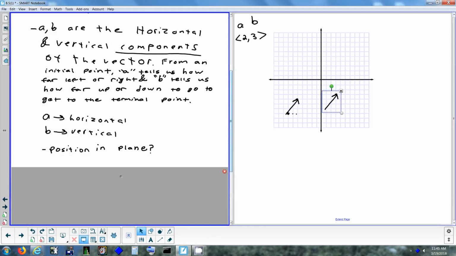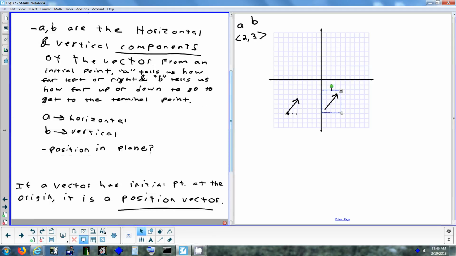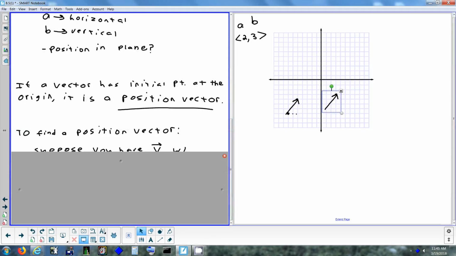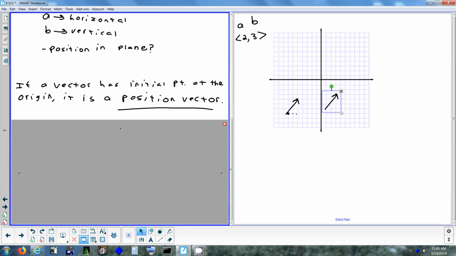So this notation doesn't tell you where to put it. I already said that. It doesn't tell you the position. You can position it anywhere you want. But if it does start at the origin, it's called a position vector. So if a vector starts at the origin, it's called a position vector. Have you mentioned that word at all in physics, position vectors? Yeah.